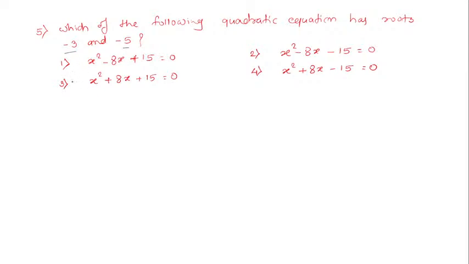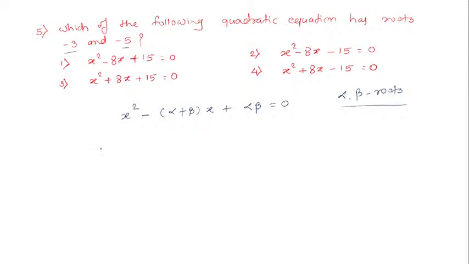By going with the options, we have one formula by which we can find the quadratic equation if the roots are given, and the formula is x square minus (alpha plus beta) into x plus alpha beta is equal to 0. So this is the formula where alpha and beta are the roots of the equation. So if we have the roots, we can find the equation.